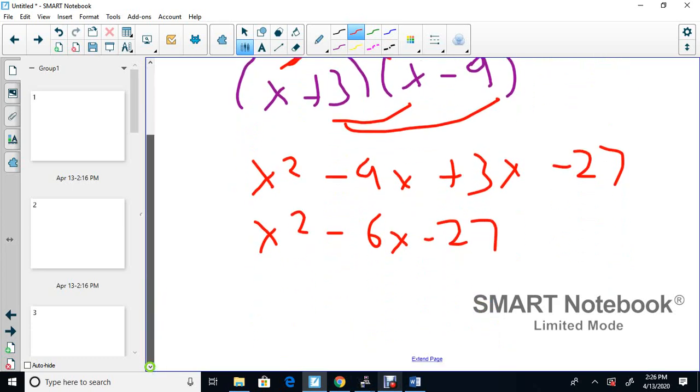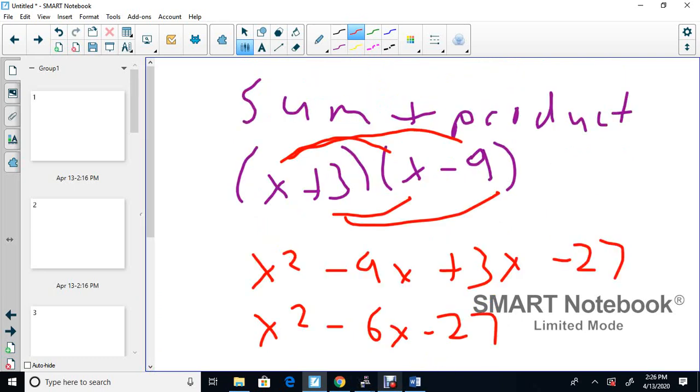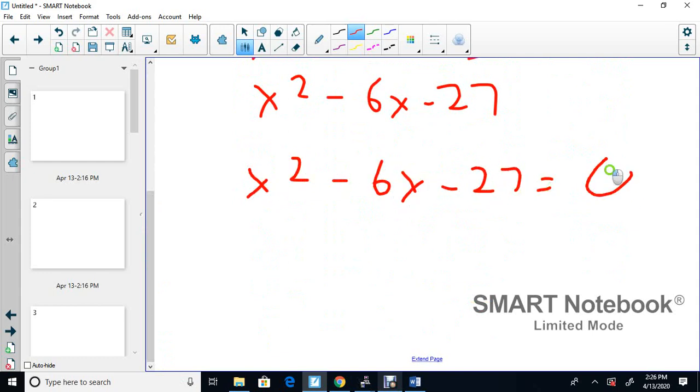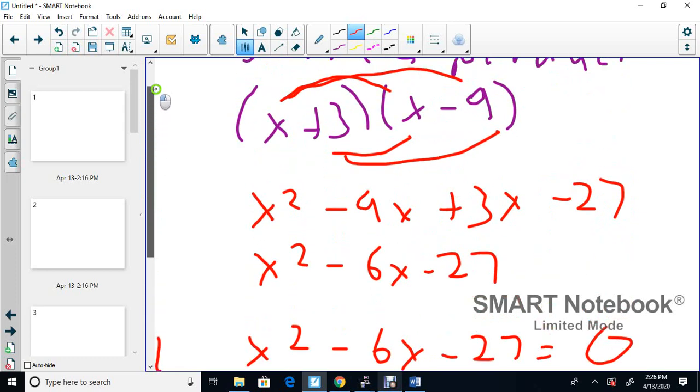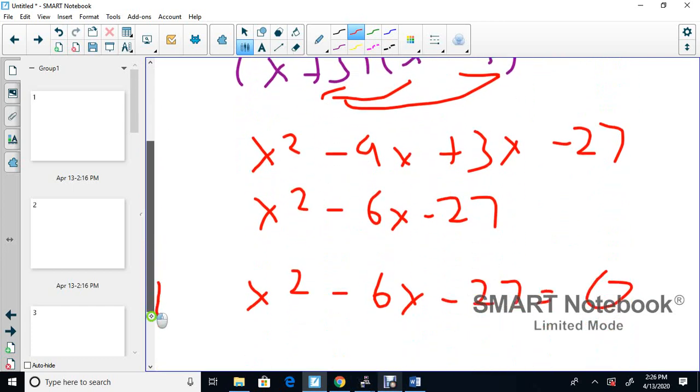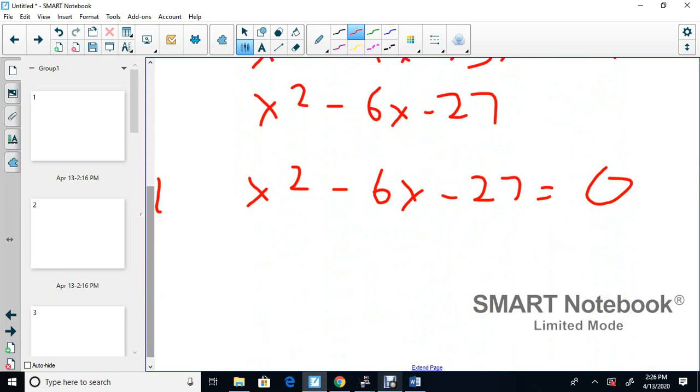Now, how do you turn it into a question where you solve for x? Sorry, I just extended the page. Let's go back down here. Well, you just make this equal to 0, and there's your sum and product question. So you just pick 2 numbers up here, any 2 numbers from like 1 to 9, you can go to 1 to 12, multiply them out, and you've created your sum and product question. Make it equal to 0.